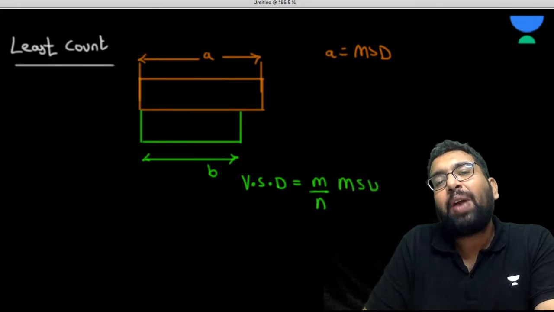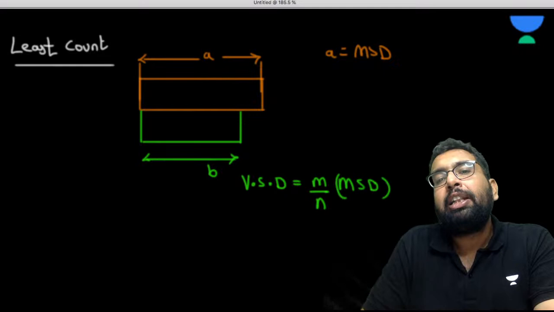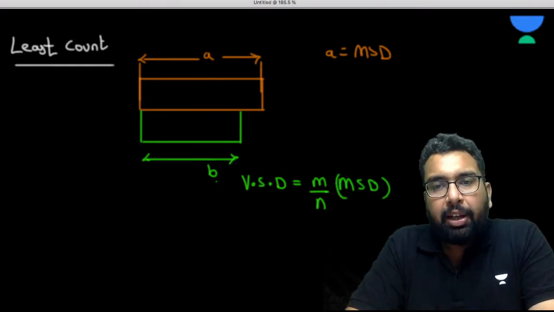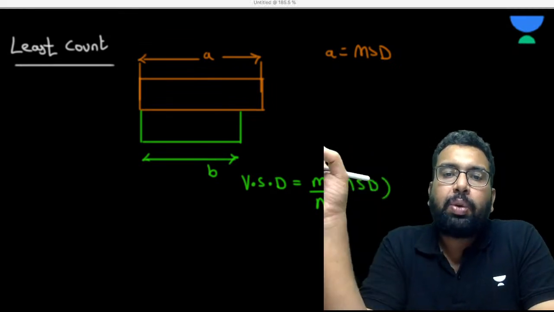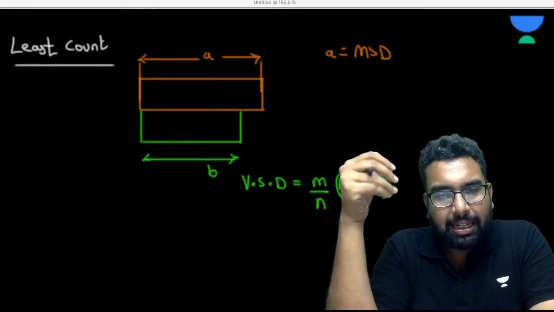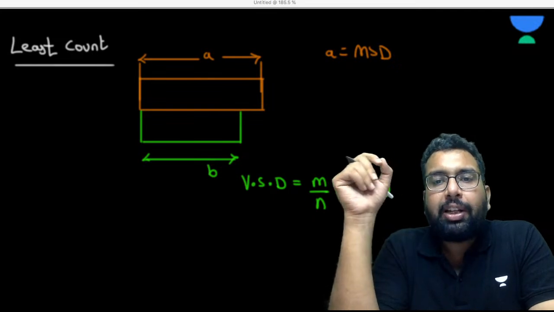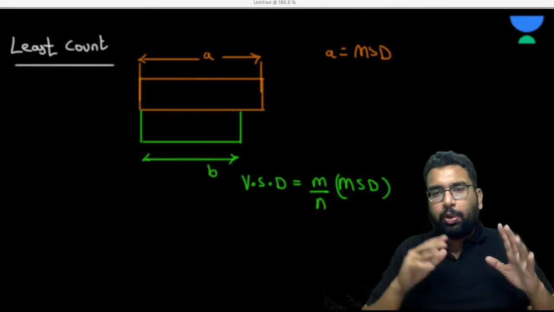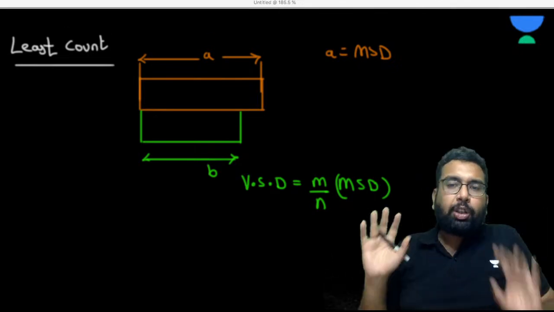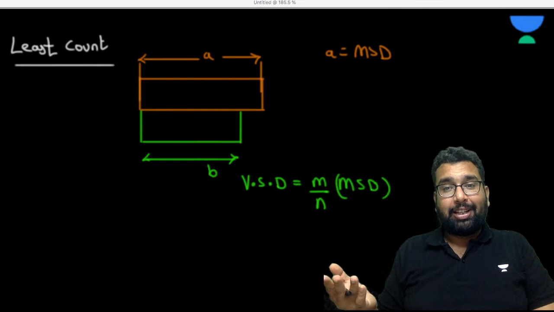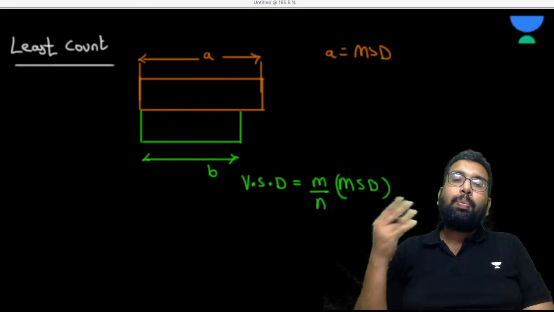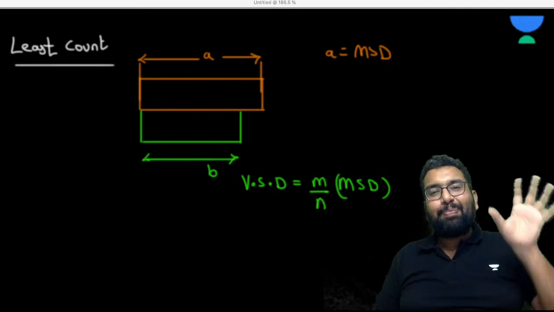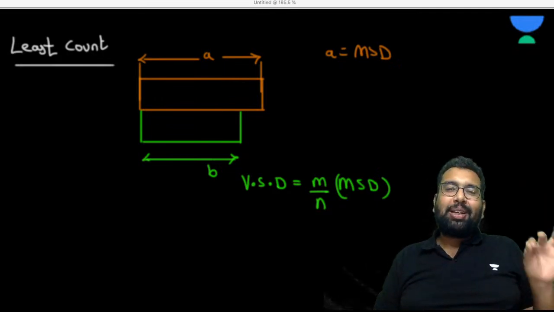And now you have come to know what the Vernier scale division is. From the concept we just learned, N Vernier scale divisions are equal to M main scale divisions and N is greater than M. So one Vernier scale division is equal to M by N main scale division. So assuming that you now know the main scale division and the Vernier scale division, what is the minimum measurement you can do out of this Vernier caliper?